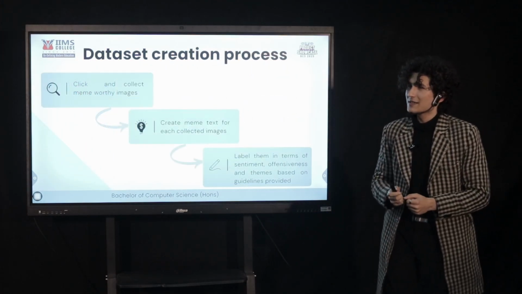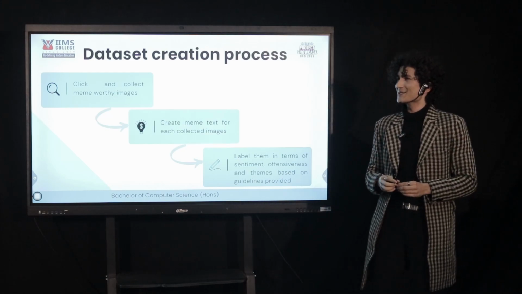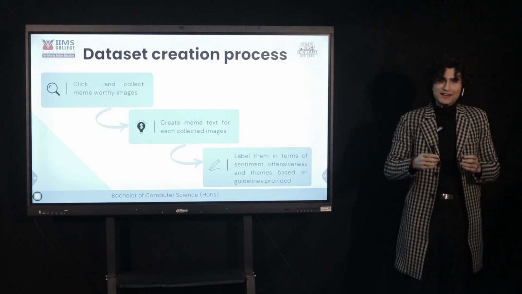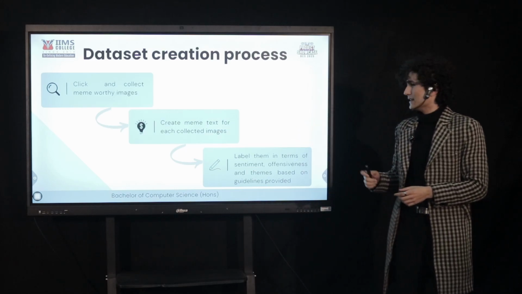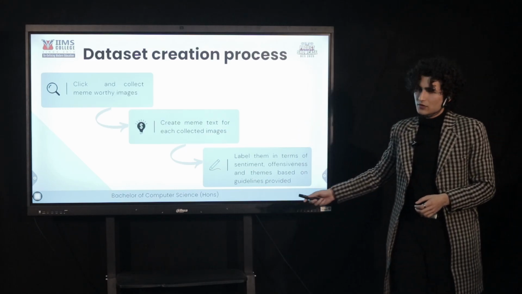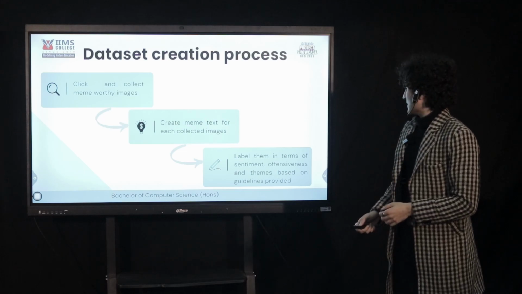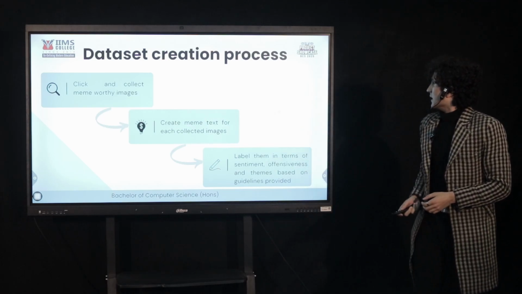So what was the dataset creation process like? First, we ourselves had to click original images to be used for memes and then create random meme text captions for them, and then label them according to the categories of sentiment, offensiveness, and themes. And we'll talk about that later.